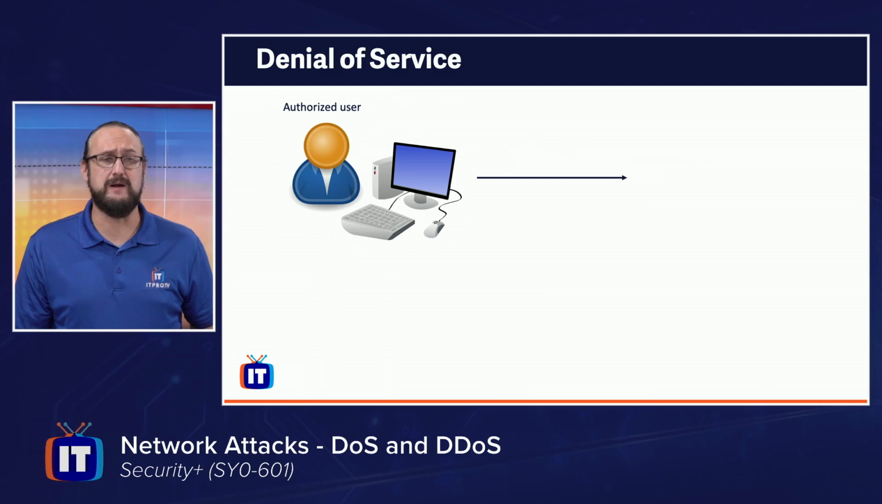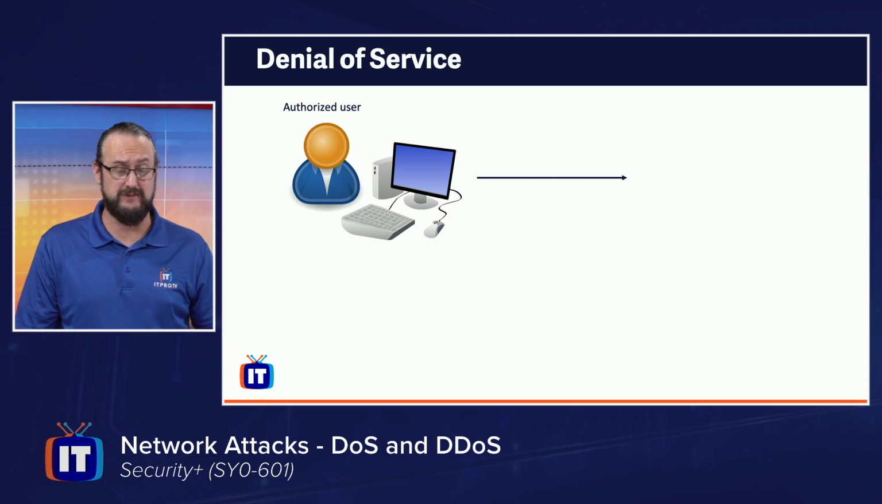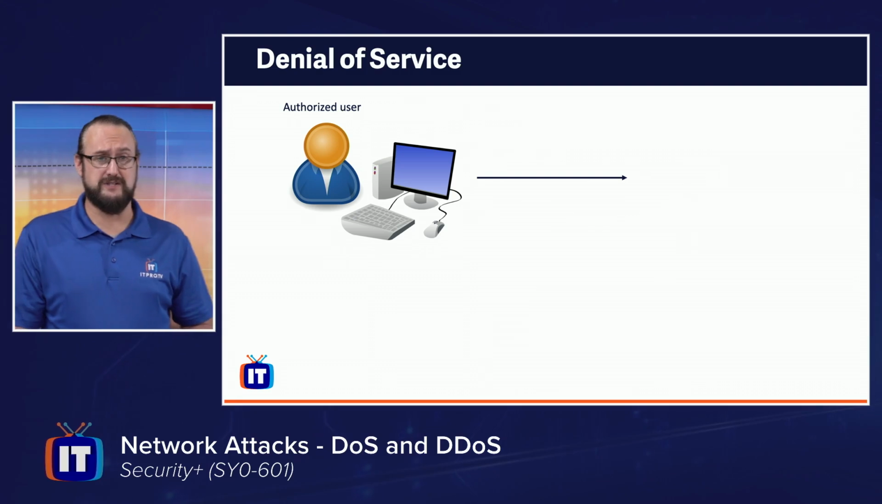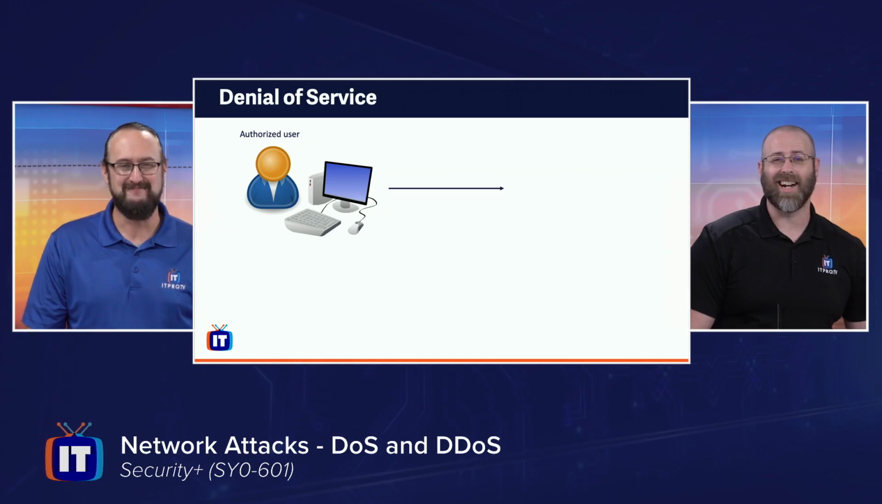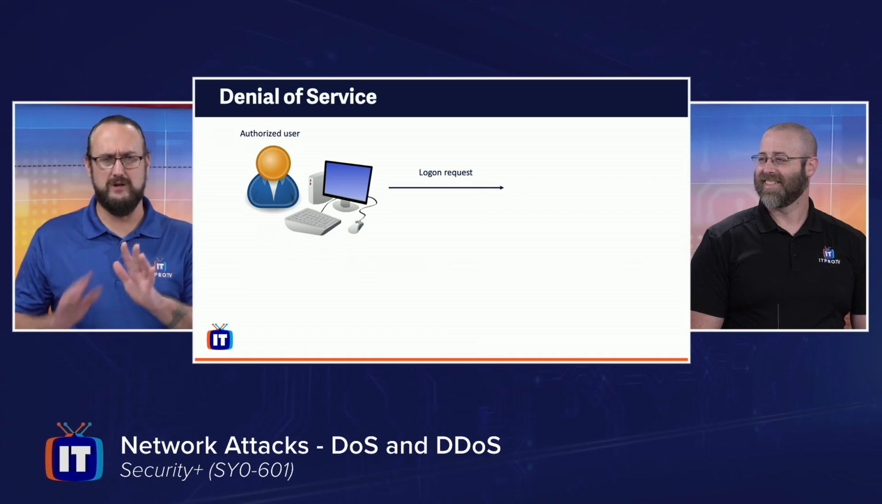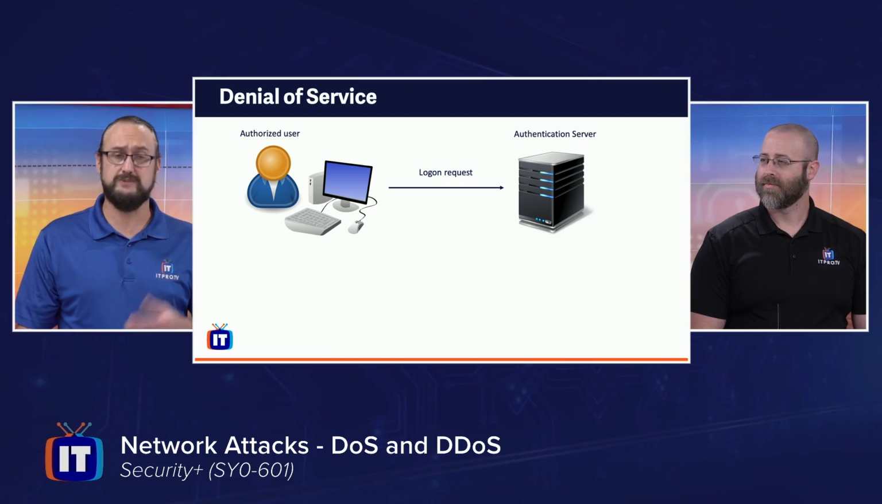So I'll give you a very basic one that I've seen happen before, and sometimes they're self-inflicted, by the way. You put your domain controller on a cluster and the cluster fails, you can no longer log into your systems. I don't know how that happened. There's a denial of service attack right there, right? So this is an authorized user, so nothing's really going on here that's bad. They're going to make an authentication request, a login request, to an authentication server.